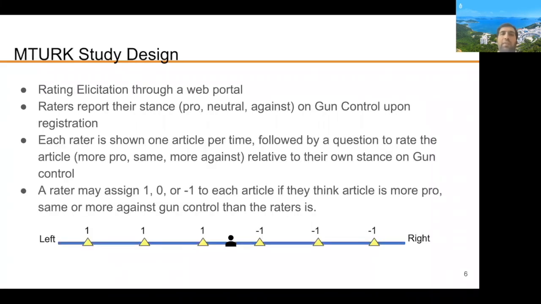We then ask the MTurk raters to register through a custom web portal where each rater reports their stance as pro, neutral, or against gun control while they register. Each rater is shown 1 article at a time, followed by a question to rate the article either more pro, same, or more against gun control relative to their own stance. We ask the rater to use 1, 0, or -1 to indicate if they think the article is more pro, same, or against gun control.